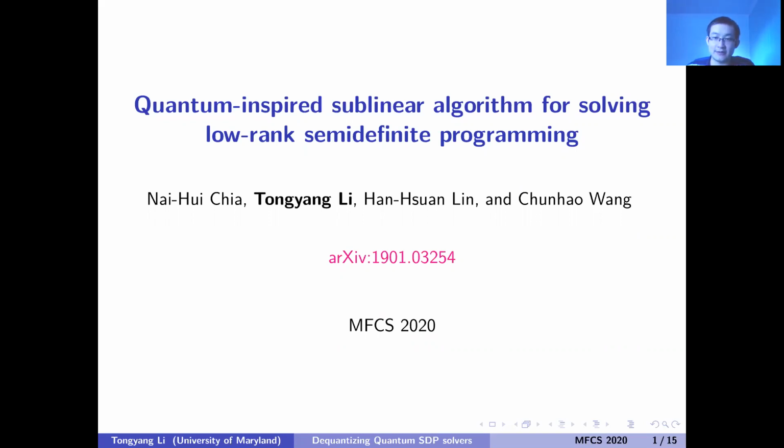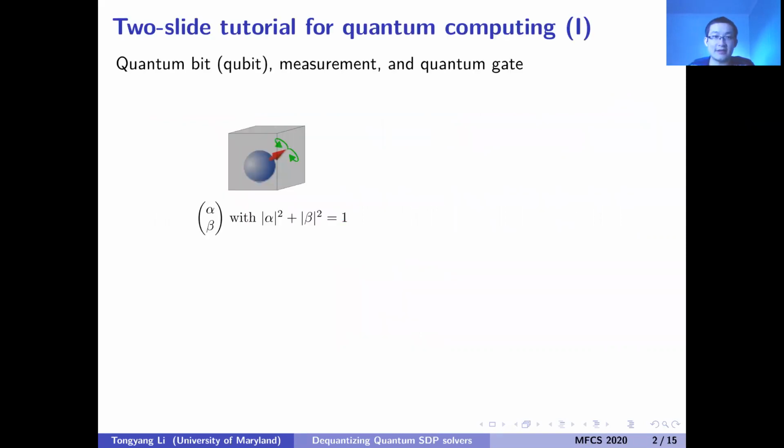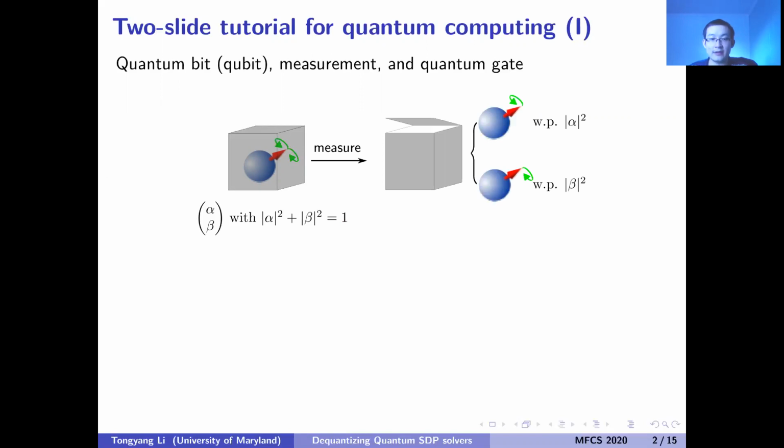So maybe let me first introduce some very basic notations of quantum computing. It's like a two-side tutorial. Quantumly, instead of a bit, we have a qubit. A qubit is basically a two-dimensional vector like this. We are going to characterize quantum computing through the language of linear algebra. It's a two-dimensional vector where alpha squared plus beta squared equals 1. This is a quantum state, the qubit. If we measure this qubit, with probability alpha squared we will get the first state, usually the 0 state, and on the other hand, with probability beta squared, we will get the 1 state.